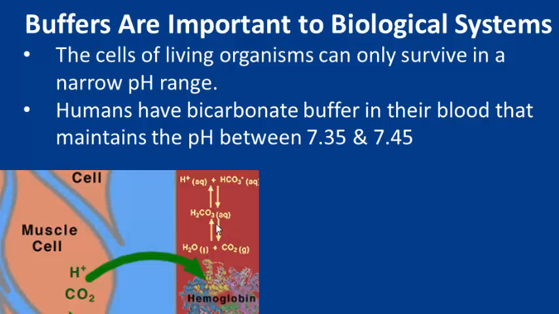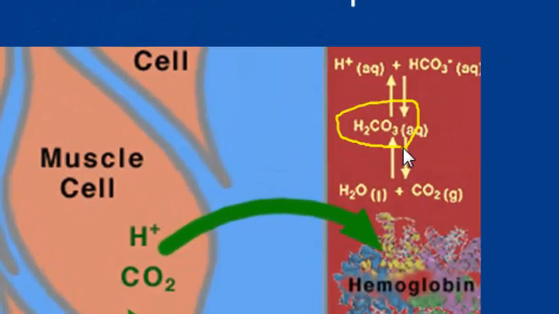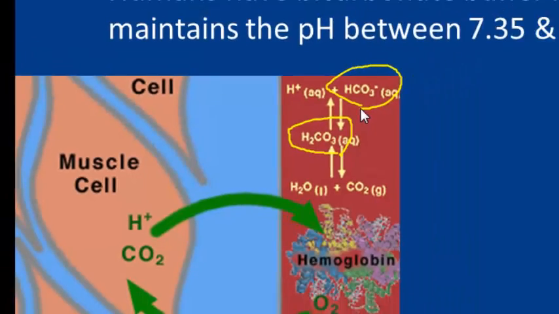You notice here we have the bicarbonate buffer. Here we have carbonic acid, H2CO3, and here we have bicarbonate, the conjugate base of that weak acid. So those two things together make the buffer in human blood. So we could say it's a bicarbonate buffer.